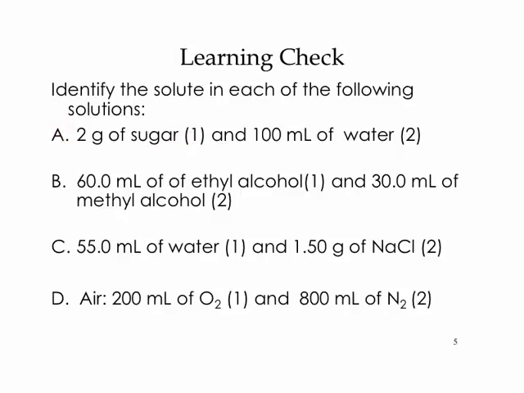Next one. We're mixing two different alcohols. We have ethyl alcohol and methyl alcohol. The one in the smallest quantity is going to be the solute. We have 30 milliliters of methyl alcohol as the solute. Next one. Again, you can think of this instead of 55 milliliters, as 55 grams of water. So then the sodium chloride is the solute. And the last one, the oxygen is the solute, if we look at air.